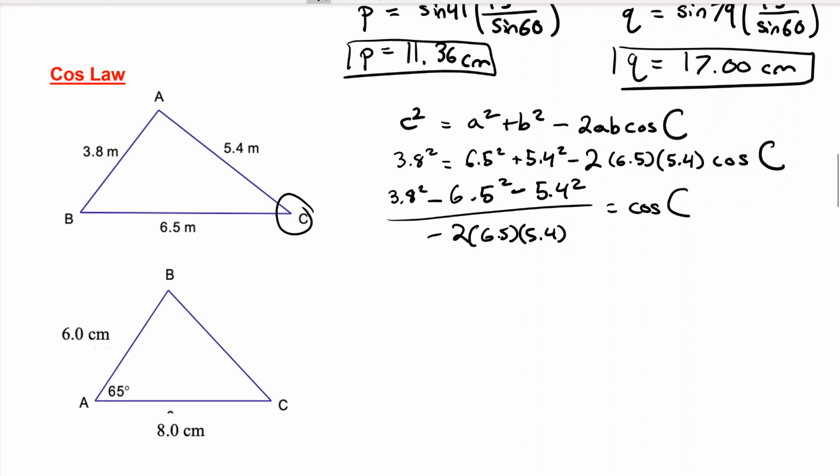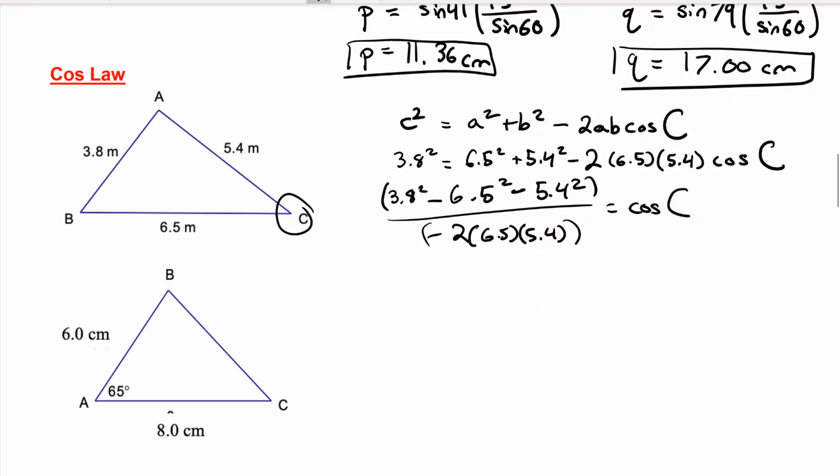Okay, so if I plug this into my calculator, I have 3.8 squared minus 6.5 squared minus 5.4 squared, and I'm dividing it by... Make sure also when you're putting this into your calculator that you have proper brackets, right? So I recommend, if you're doing all of this at once, putting brackets around everything in the front and then dividing it by putting brackets as well. This is just something you can do to make sure that you're not accidentally dividing only one of these things and then subtracting it, because you will not get the same answer if you don't do that.